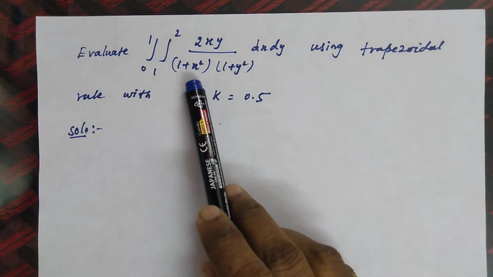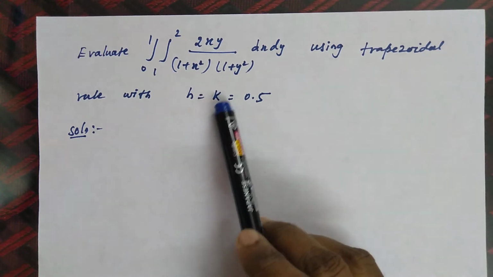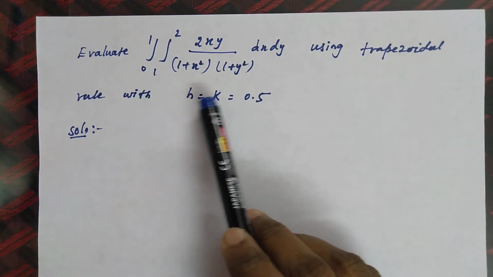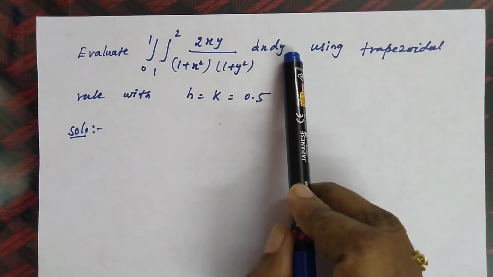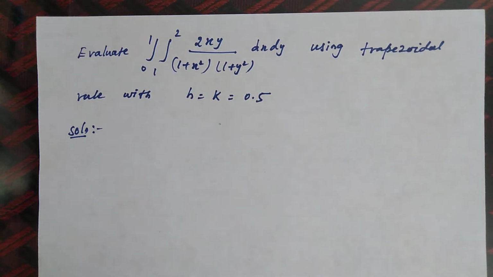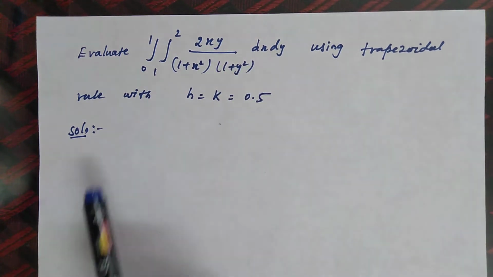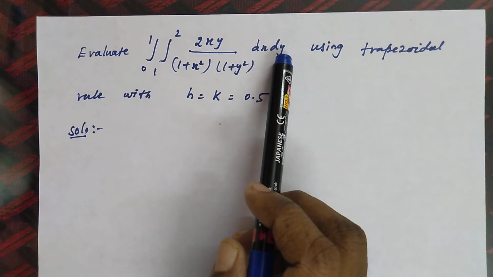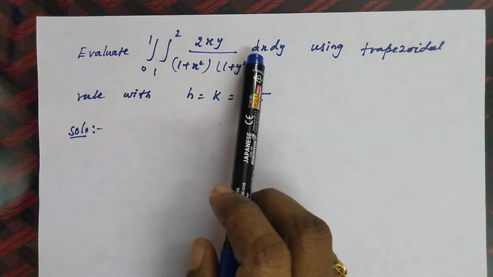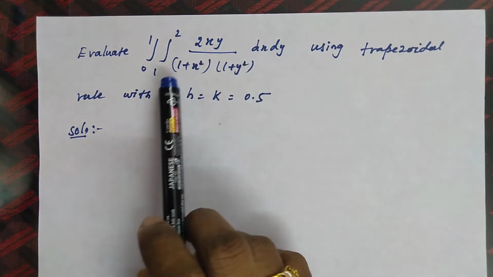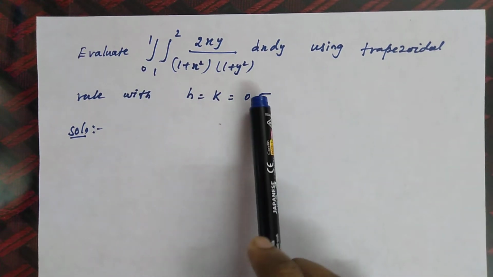We know very well that h is the difference between the x values, and the difference between the y values is denoted by k. That is why h and k are given here, because we are integrating with respect to x as well as y. In this problem the x limit and y limit are given in the question. First integration is with respect to x and then y. So the inner integration is 1 to 2 and the outer integration is 0 to 1. So the x values start from 1 to 2 and the y values from 0 to 1. The difference between the limits is 0.5.